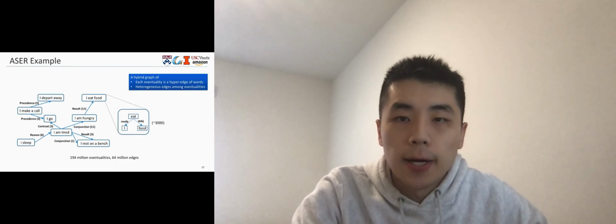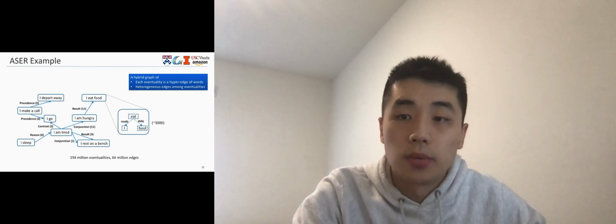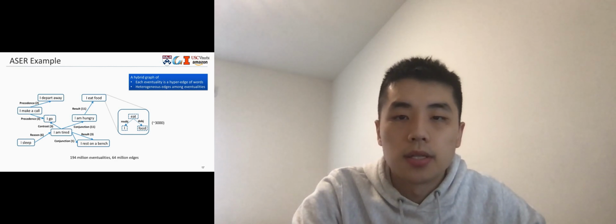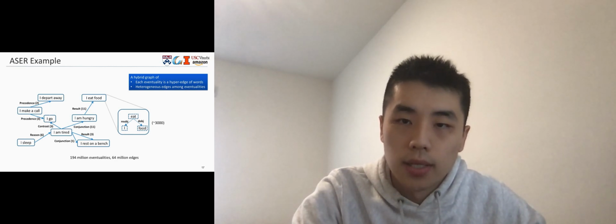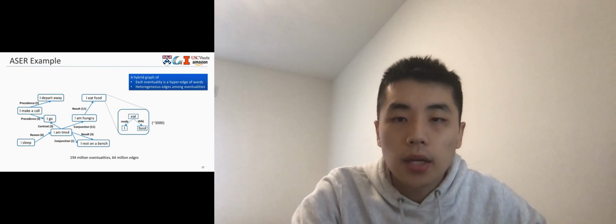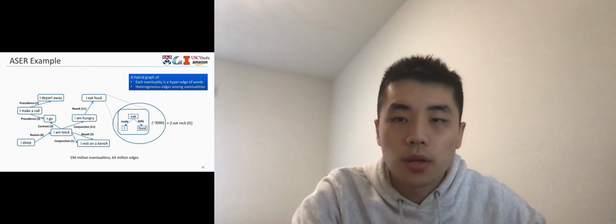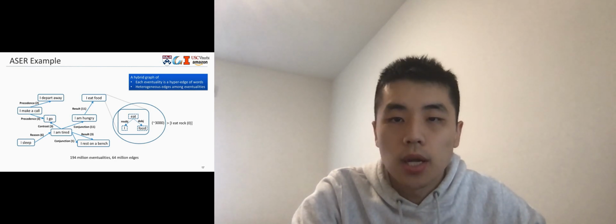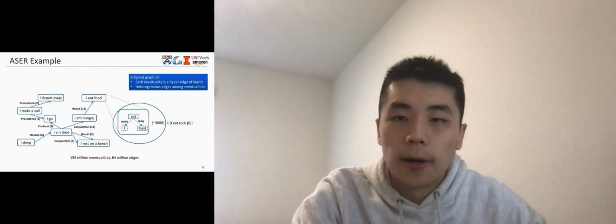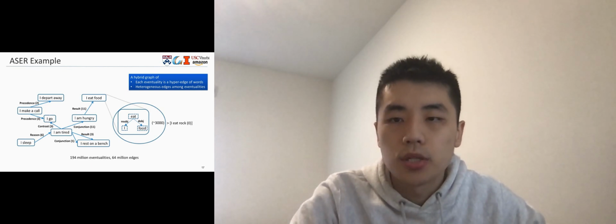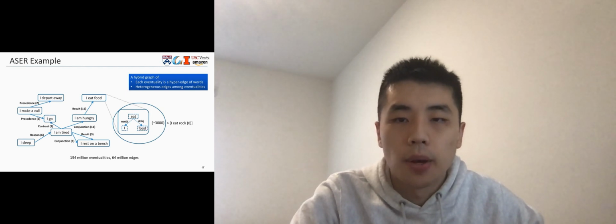As for the results, we got ASER. As you can see from this example, ASER is essentially a hybrid graph. Each node in ASER is a hyperedge of words that describes an eventuality, and there exist heterogeneous edges among eventualities. So the current ASER contains 194 million eventualities and 64 million edges. Actually, lots of interesting commonsense knowledge can be found in this graph. For example, the eventuality "I eat food" appears about 3,000 times in the whole KG, while the eventuality "I eat rock" never appears.